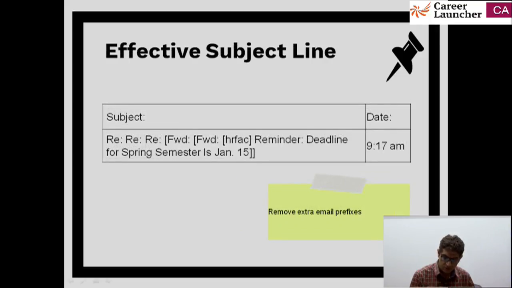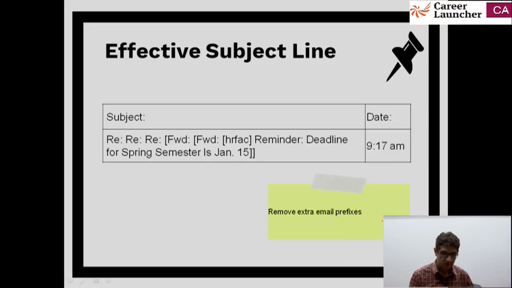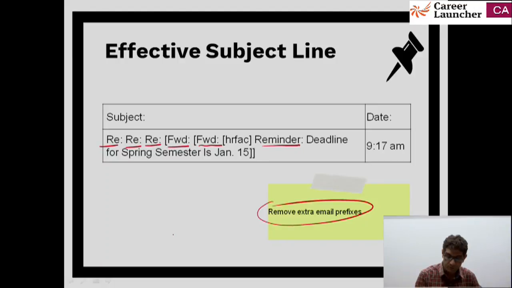So you notice in this particular email, there has been a lot of to and fro happening. Somebody sent a reminder, which someone else forwarded again, and there were these replies happening on that email. Sometimes that makes it very cumbersome to follow the entire thread. So what should you do? Remove these extra email prefixes. How about getting rid of all of these?